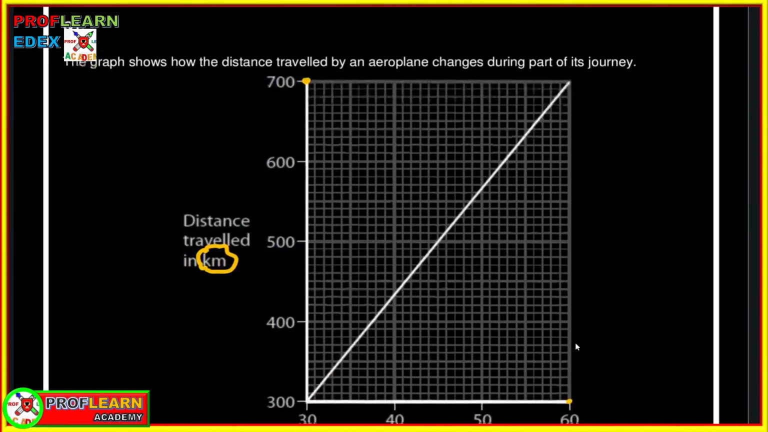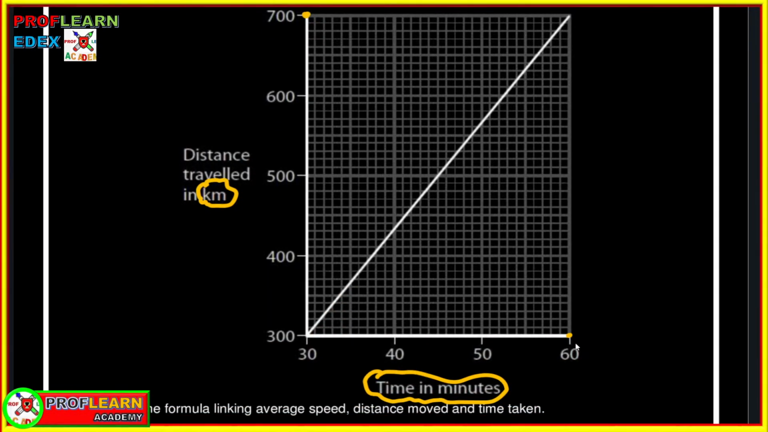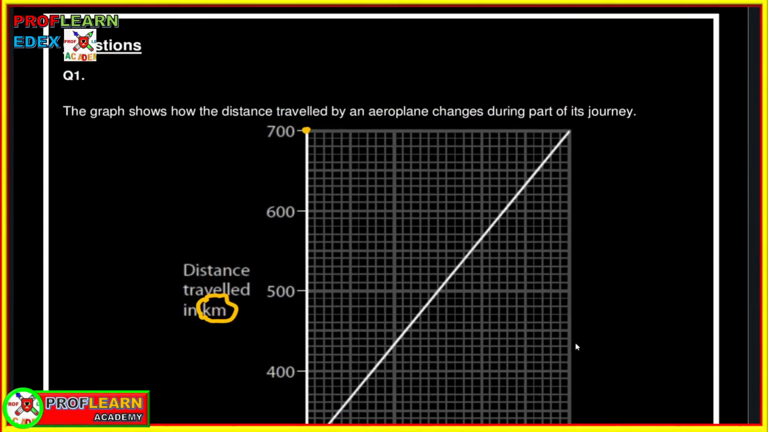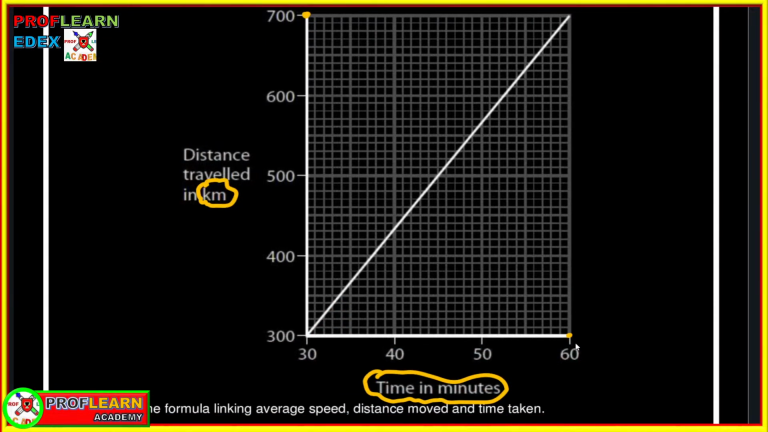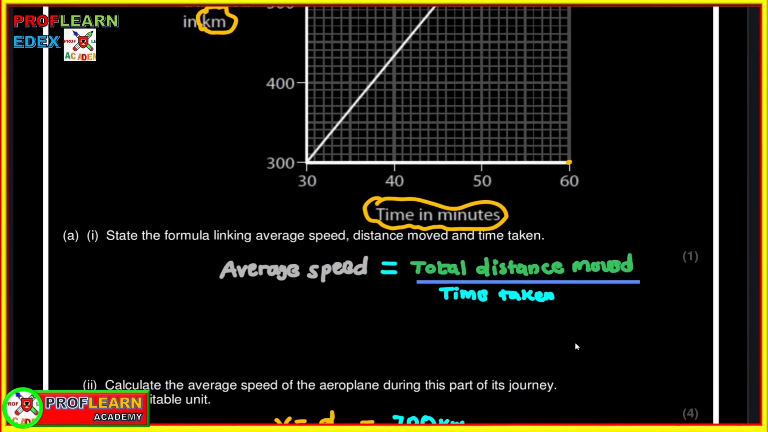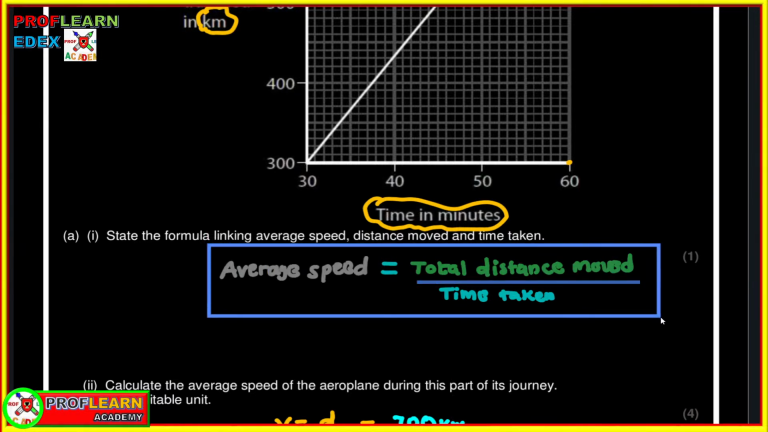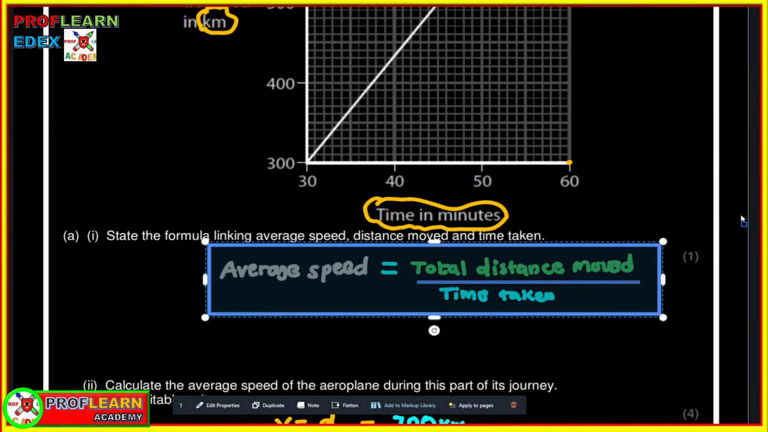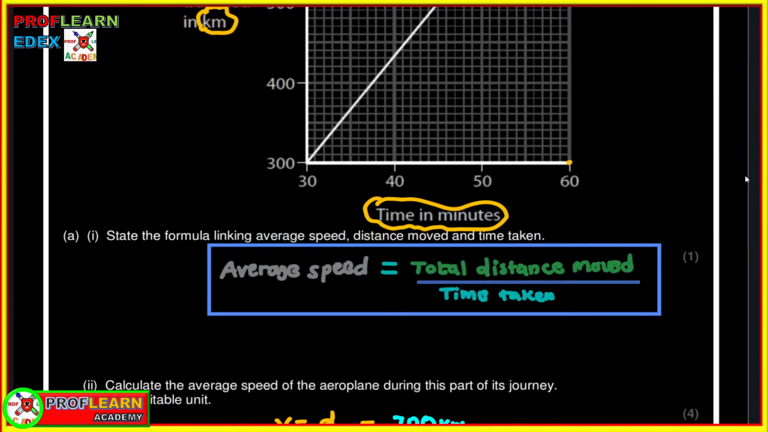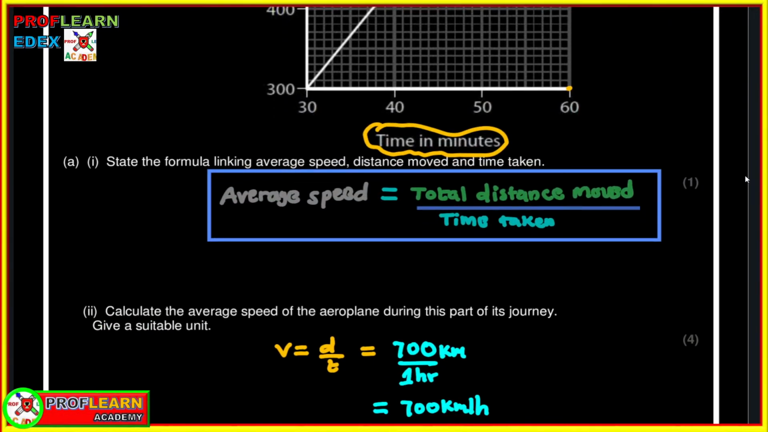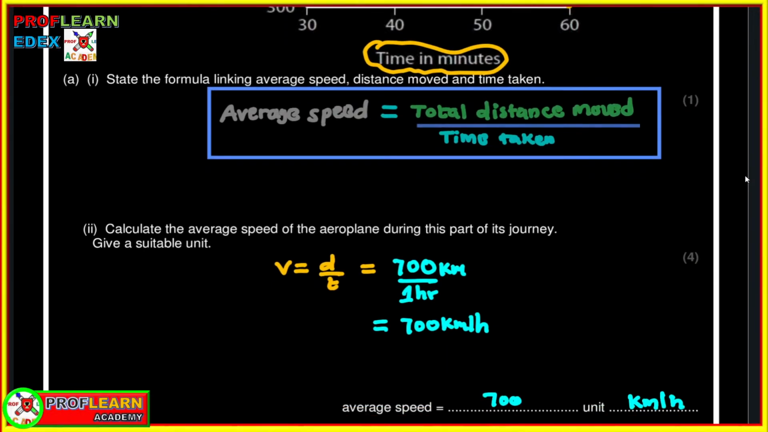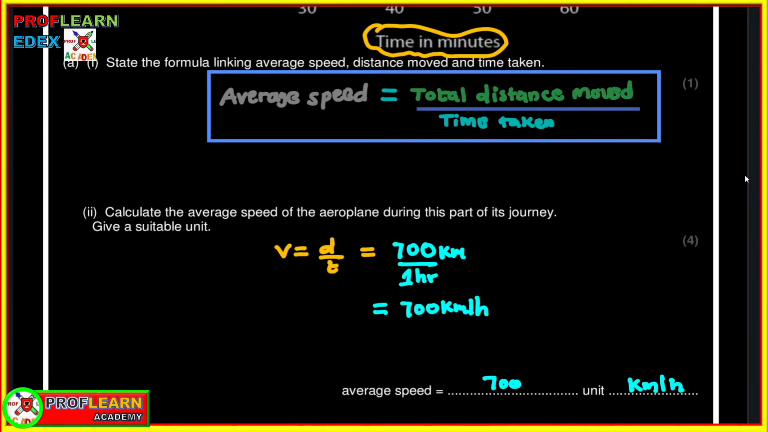This is a distance-time graph. You can see at this given point, we are given distance on the vertical axis and time in minutes on the x-axis. So we are supposed to state the formula of average speed. The formula for average speed is total distance covered over the time taken. To calculate the average speed for the airplane during this part of the journey, we use the total distance, which is 700 kilometers, divided by 60 minutes, which is equivalent to 1 hour, so that I can get my speed in kilometers per hour.